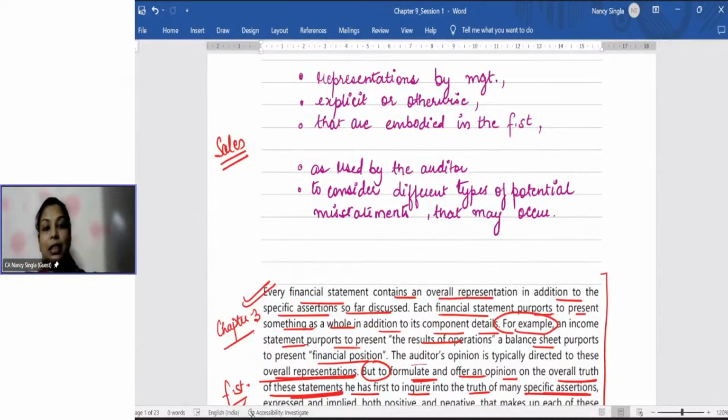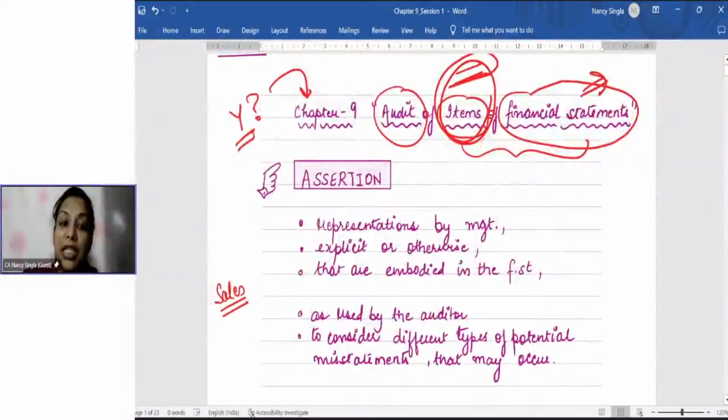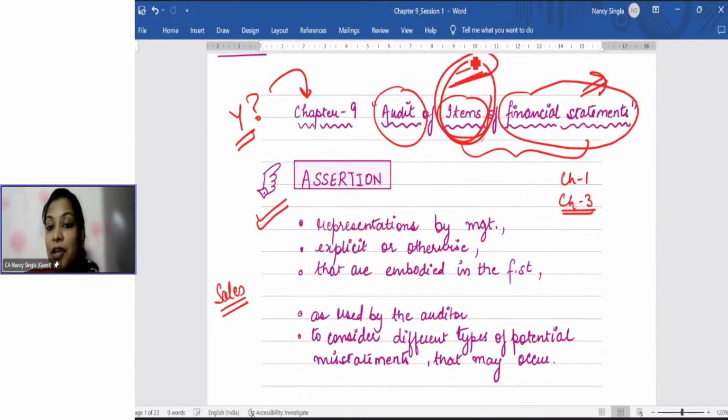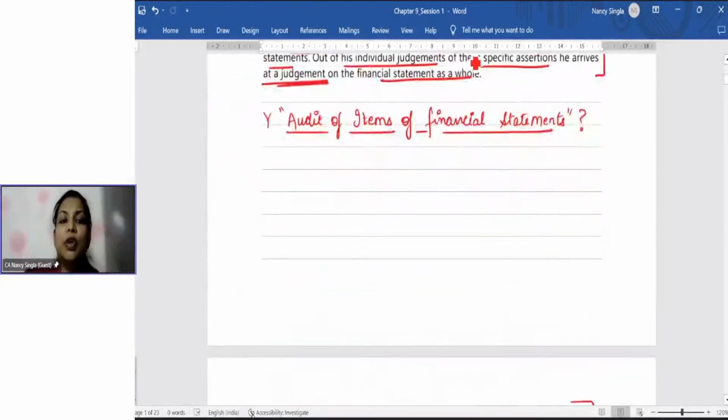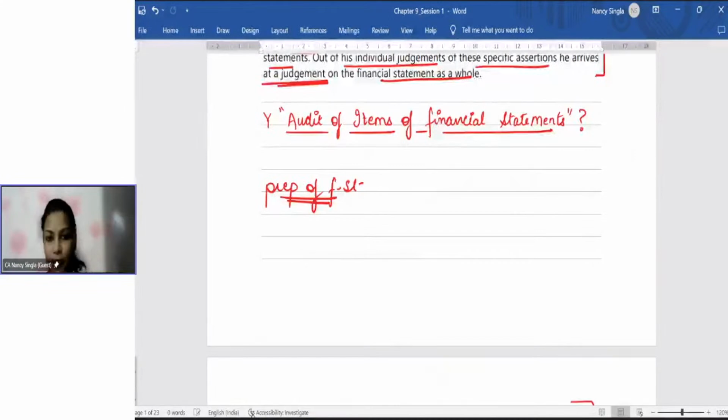Now, students, we have done a topic named assertions in chapter number 1. In chapter number 3, I covered this topic with all of you in quite some detail. But since this chapter, chapter number 9, is totally based on the concept of assertions, I will again touch upon this topic, a quick recap of what assertions are, and then we will proceed with the various items of financial statement. Quickly tell me, who is responsible for preparation of financial statements?